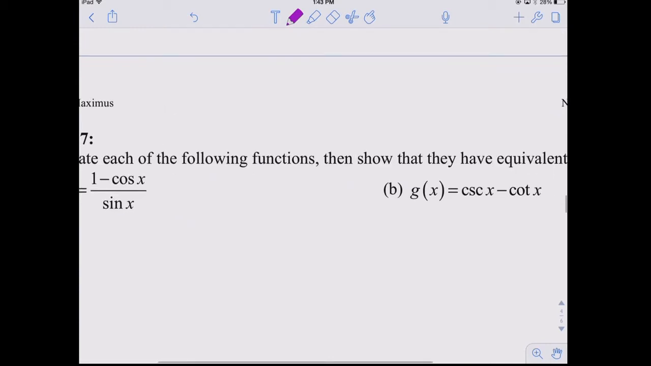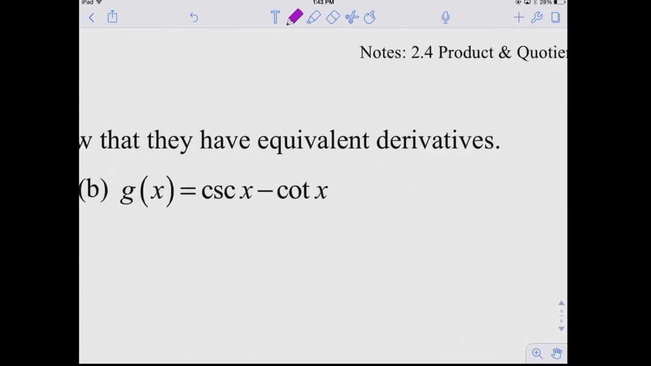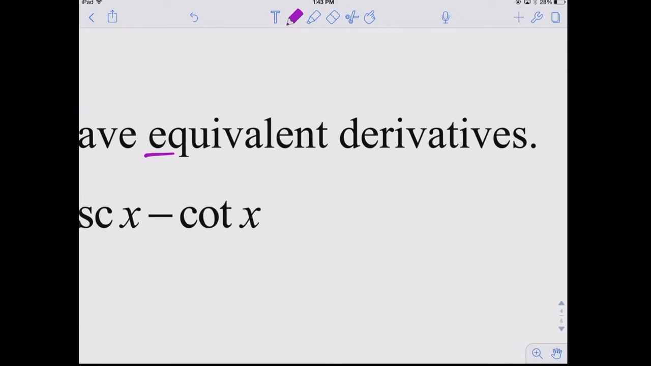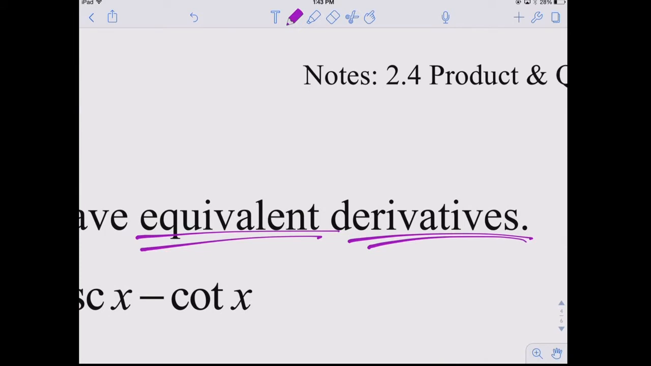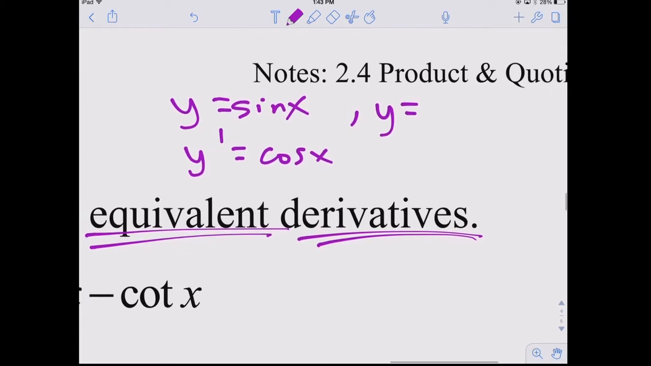Okay, differentiate each of the following functions and show that they have equivalent derivatives. Equivalent derivatives. If 2 functions have derivatives that are equal, do they have to be the same function? No, not necessarily. For instance, I have the graph of, or the equation sine of x. What's the derivative of sine of x? Cosine of x. What's another function whose derivative is cosine?